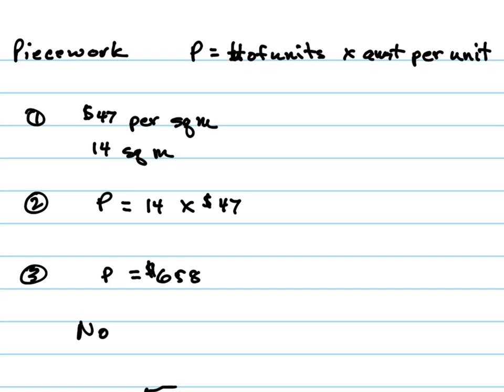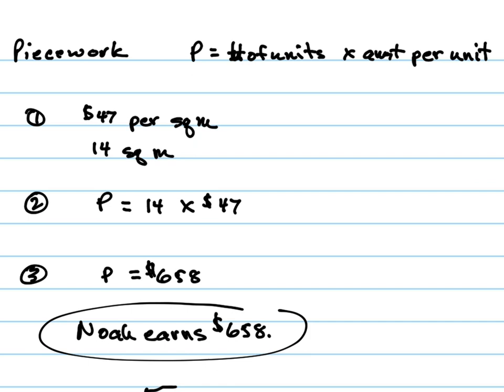So Noah earns $658. Okay? So very simple calculation. It's almost the same as doing it per hour, but you're getting paid per unit in this case. All right? Now, the last one we're going to look at is something called royalties.